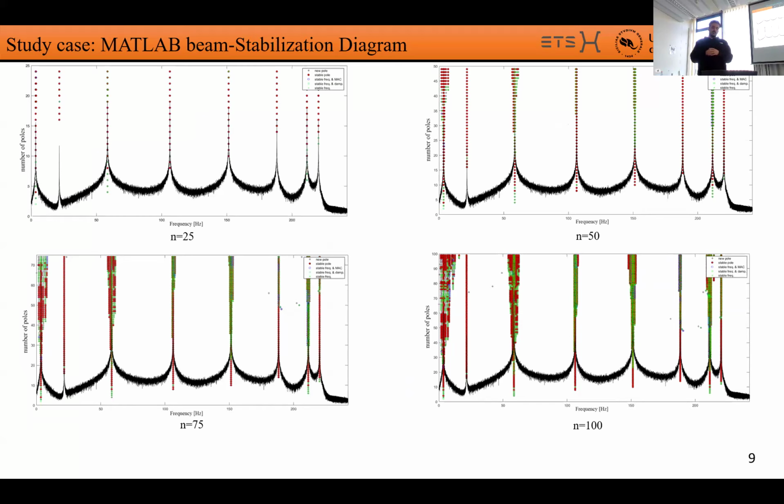Here we have a first attempt to see what different values of the model order will bring. As I said before, in the first case we have a very poor stabilization diagram in which we lack some information, while when increasing it, even in this very simple example, we have a lot of spurious modes present, and that obviously makes the identification more difficult.